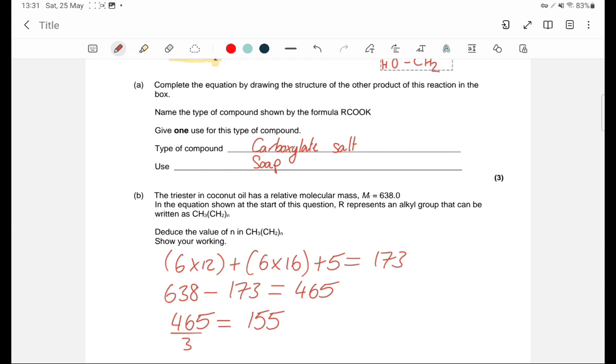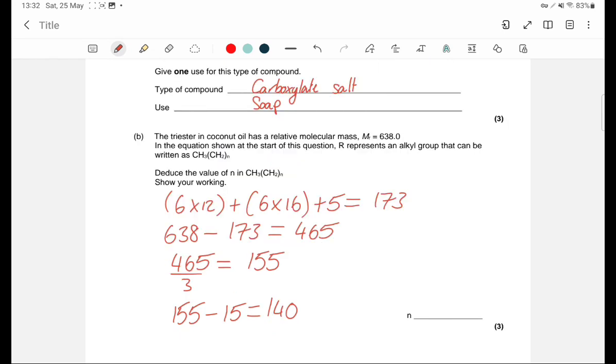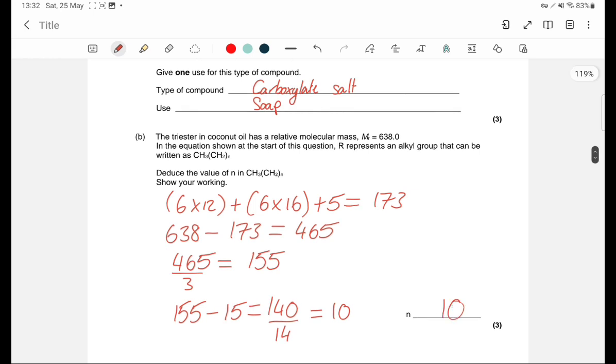Now we know the MR of CH3, CH2N. We can subtract the MR of CH3 from that to get the MR of CH2N. Then divide by the MR of CH2 to get the value for N. And we have found the value of N is 10.